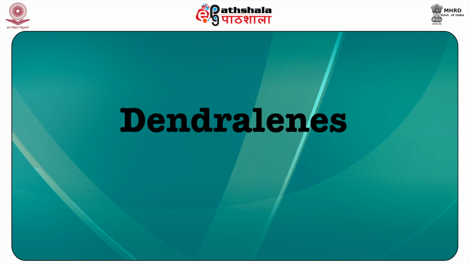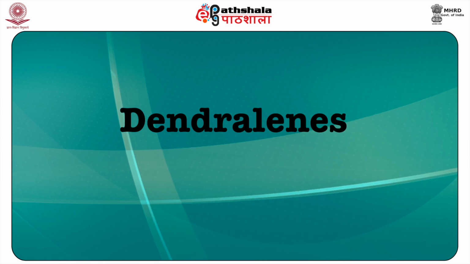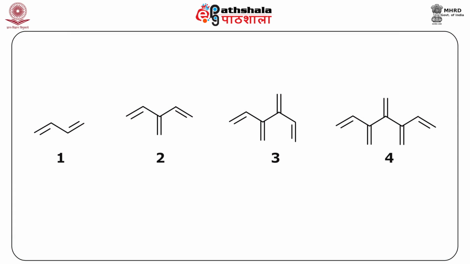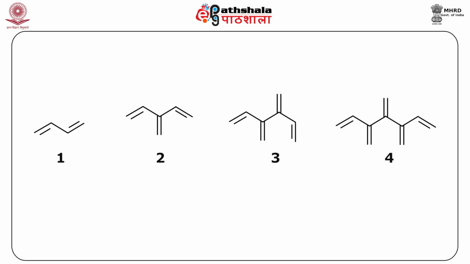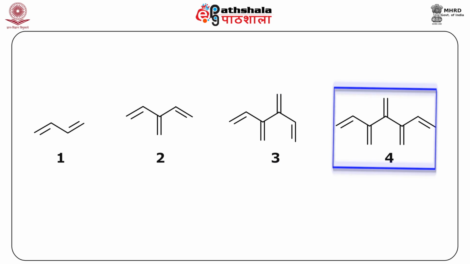Another set of examples are the dendralenes. A dendralene is a discrete acyclic cross conjugated polyene. You can look at these structures 1 and 2. The simplest dendralene is buta-1,3-diene, which is structure 1, or it is called 2-dendralene. The next one is 3-dendralene, which is the 2nd structure. The next one is 4-dendralene, and the next one is 5-dendralene, which is the structure 4.